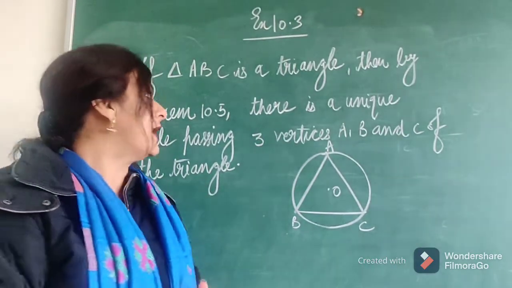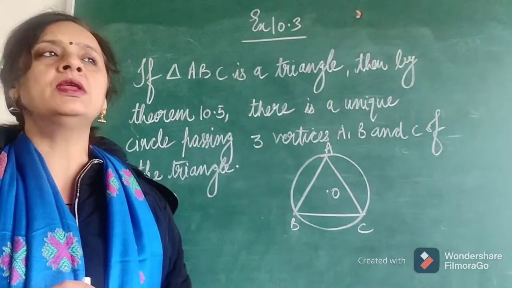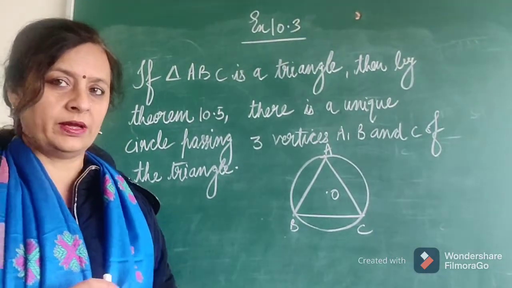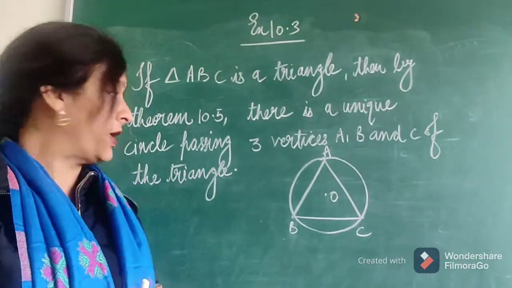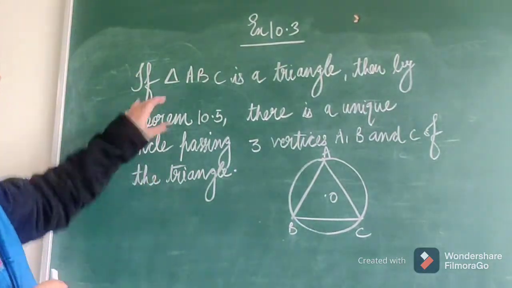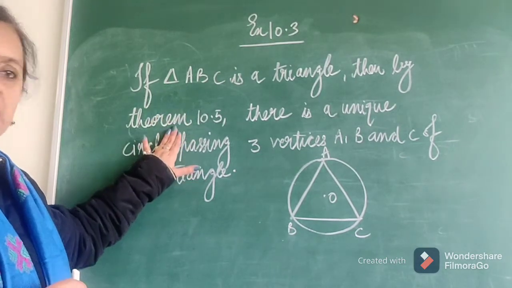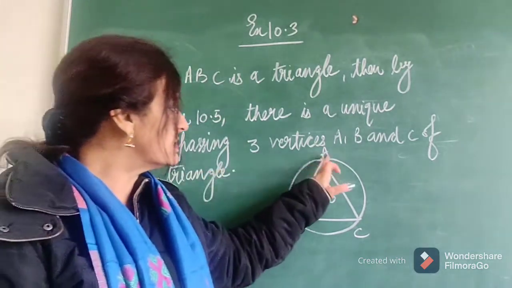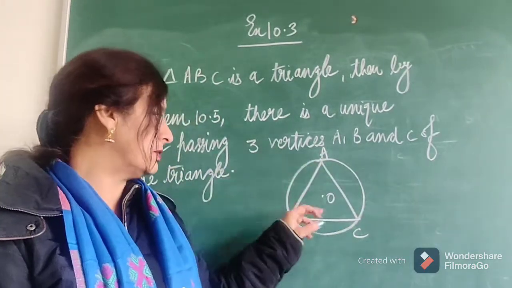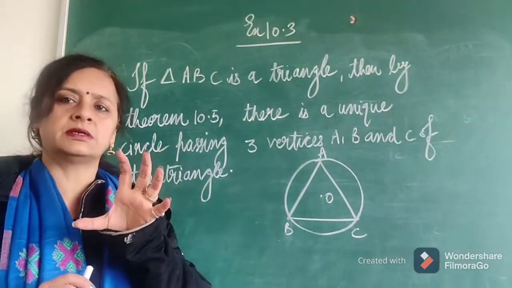As we have learned, to draw a unique circle, a minimum of three non-collinear points is required. So by using that theorem, theorem 10.5, we can say that if triangle ABC is a triangle, then by theorem 10.5, there is a unique circle passing through the three vertices A, B, C of the triangle. And this circle is known as the circumcircle.